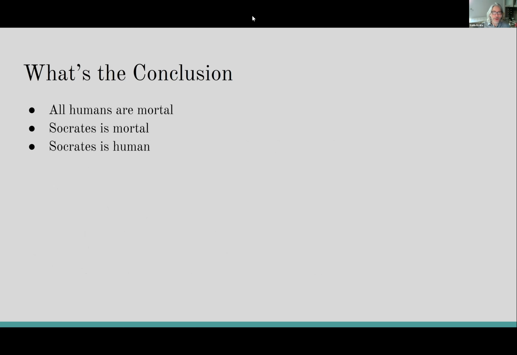All right, so I want to show you guys a really simple example. I've got three statements here, but I've stripped away all of the indicators. There's no indicator stating which of these are premises and which is the conclusion. The three statements are: all humans are mortal, Socrates is mortal, Socrates is human. What's the conclusion of the argument? Does anyone want to jump in?